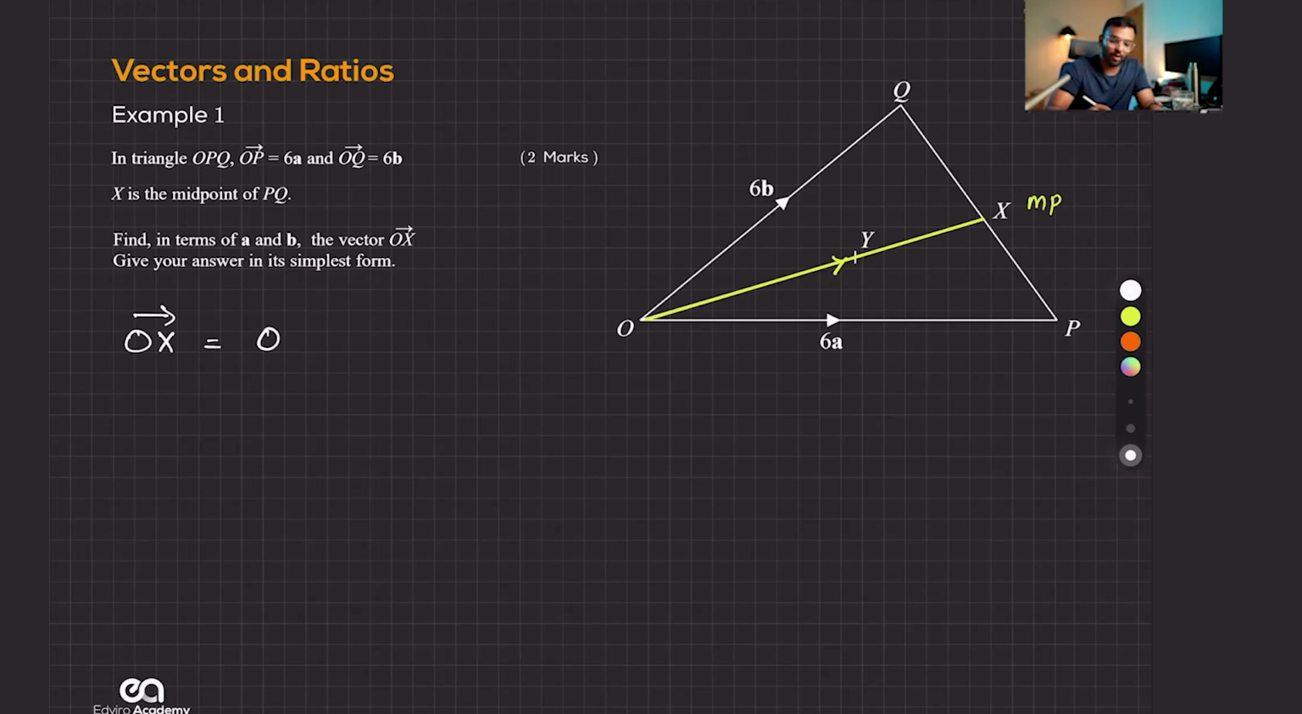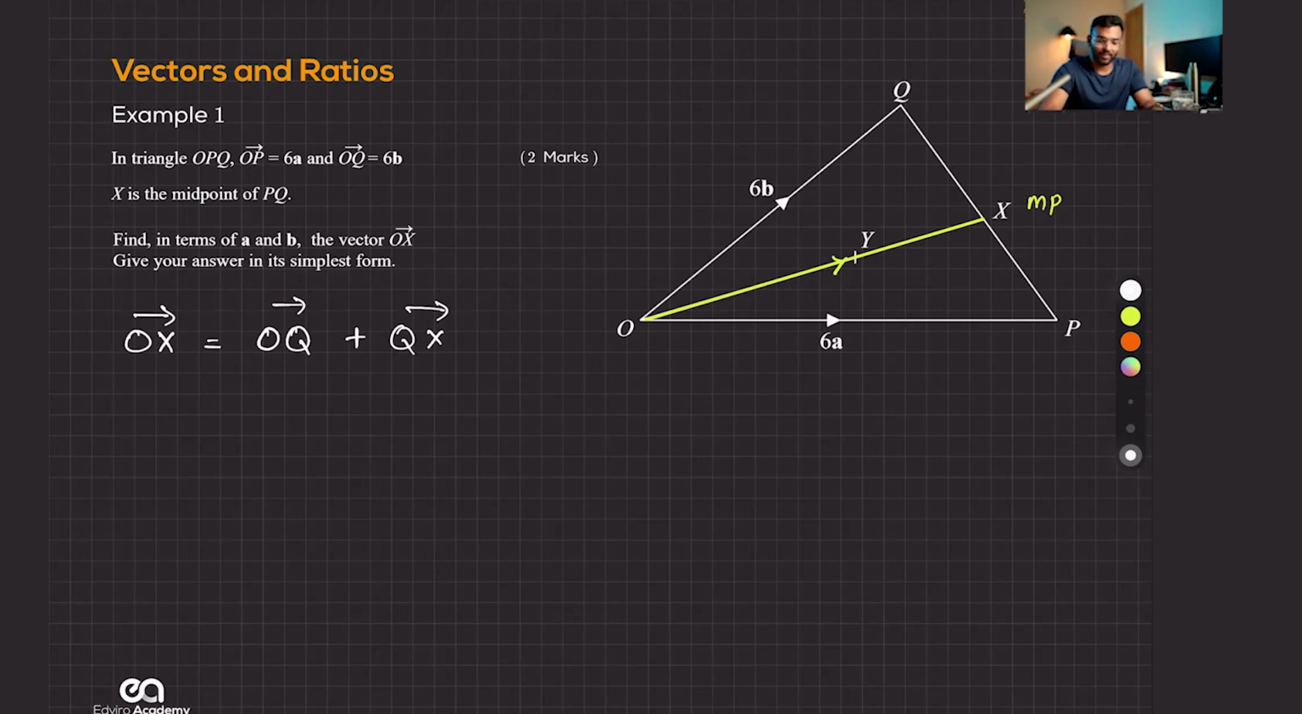Let's go O to P. Would you go O to P or O to Q? Would you go either way? It doesn't really matter. For now, I'll go O to Q. Okay, O to Q plus Q to X. Is that okay, everyone? Did you understand my pathway? Yeah. O to X is O to Q, Q to X.